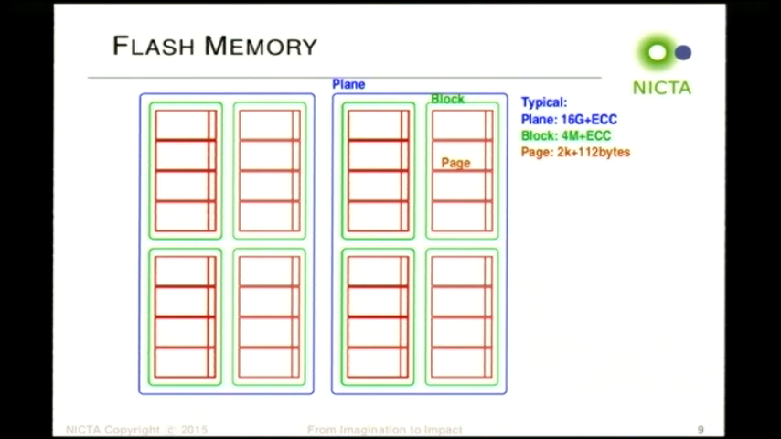The typical size of a page is somewhere between 512 bytes and 4K, although I've found some which have a page size up to 128K. Plus some ECC code. You have to have the ECC code there because flash is jolly unreliable. And most of the other things I'm going to be talking about are to try and fix up that unreliability. So your page size is maybe 2K plus some small number of bytes. How many did I say? 112 bytes. That 112 bytes is for ECC.